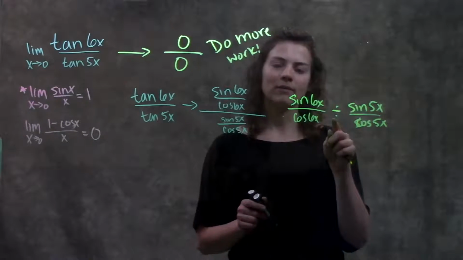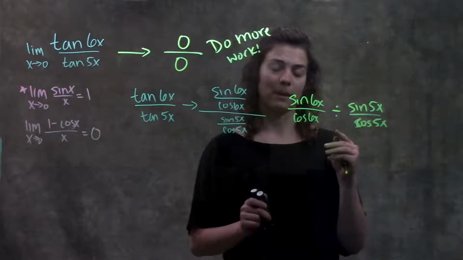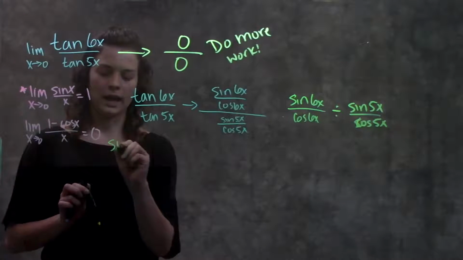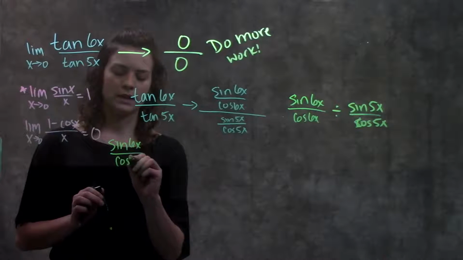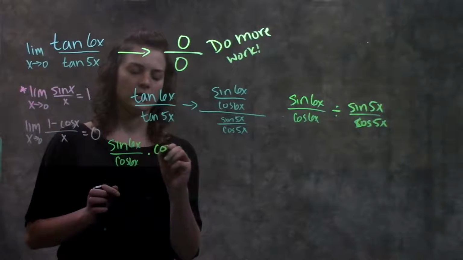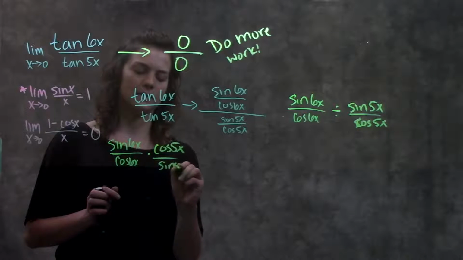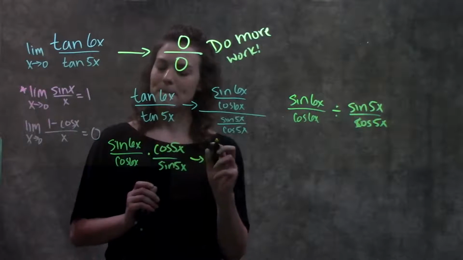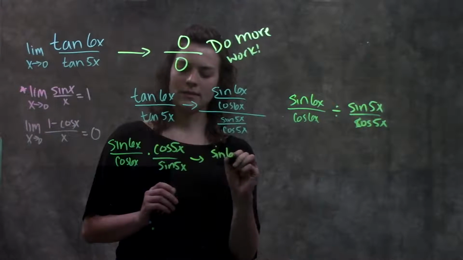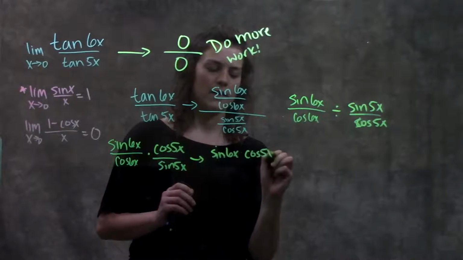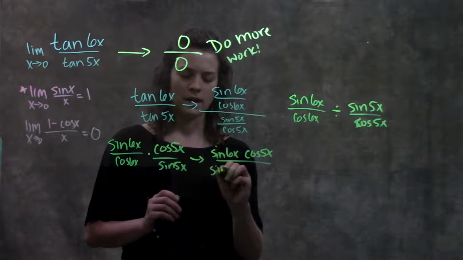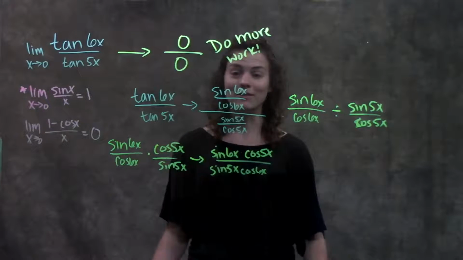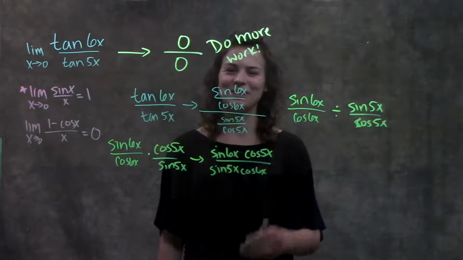Okay, but remember, whenever you're dividing by fractions, you're really just multiplying by the reciprocal. So I'm going to flip this over, move over here, and I have sine of 6x over cosine 6x times cosine 5x over sine 5x. And now I'm just going to multiply straight across, and now I'm just left with one fraction, which is much nicer to look at. Now I have sine of 6x times cosine of 5x over, I'm going to write my signs together, sine 5x cosine 6x. All right, that was just step one. Now we have our function rewritten in terms of sine and cosine.